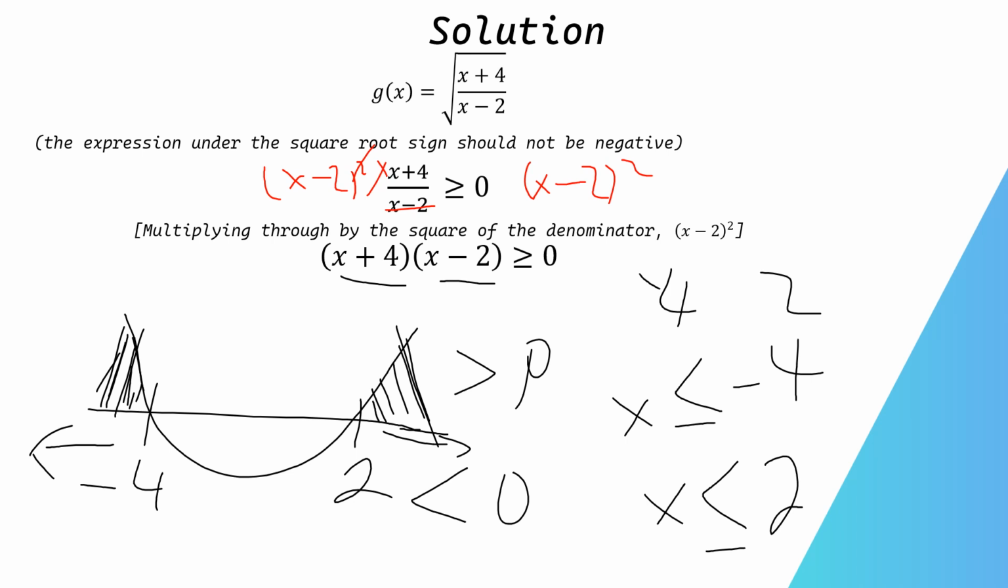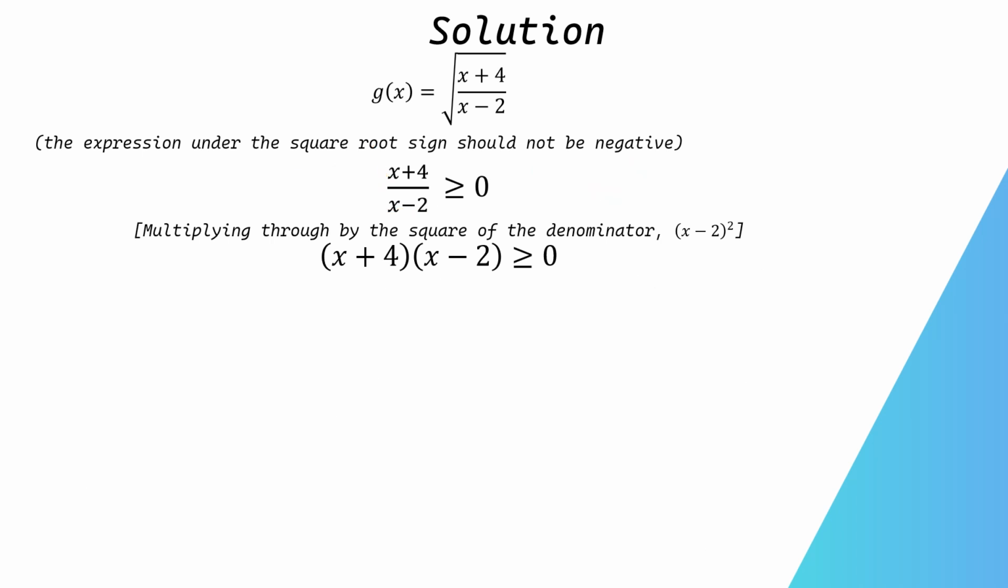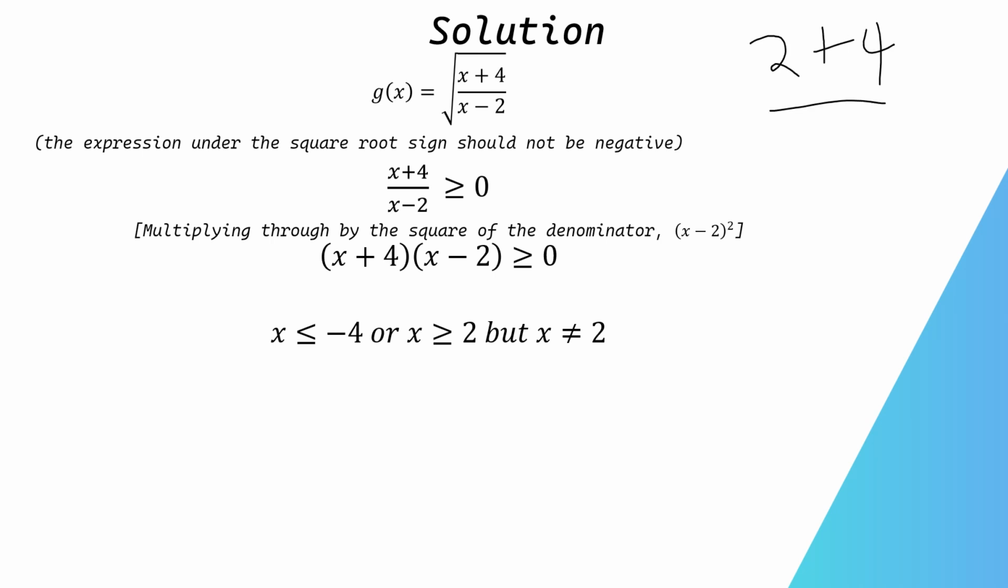We are not done yet, but we are almost done. So what do we do to finish? Okay, so now we concluded that x is less than or equal to negative 4, or x is greater than or equal to 2. But let's consider when x is equal to 2, what happens to the function? So we can clearly see that when x equals 2, then we have 2 plus 4 over 2 minus 2. The denominator becomes 0, which makes it undefined. So x equals 2 is not part of this domain.